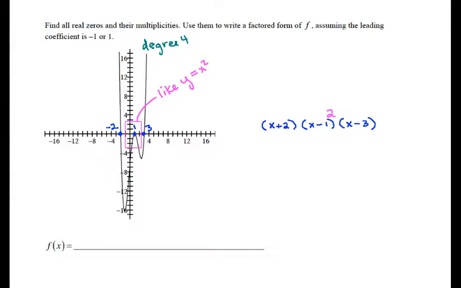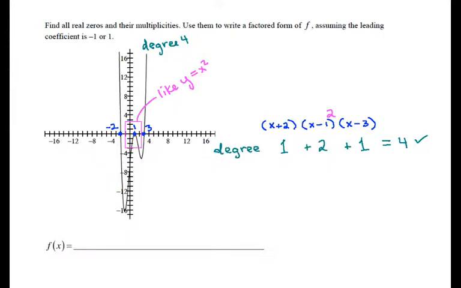So this is a degree 4 polynomial, and if I add up all the powers of these factors here, I get a power 1 plus 2 more plus 1 more, which is 4. So it looks right. If I miss a multiplicity somewhere, my degree check really shouldn't work, right? I should be able to catch it at this point.